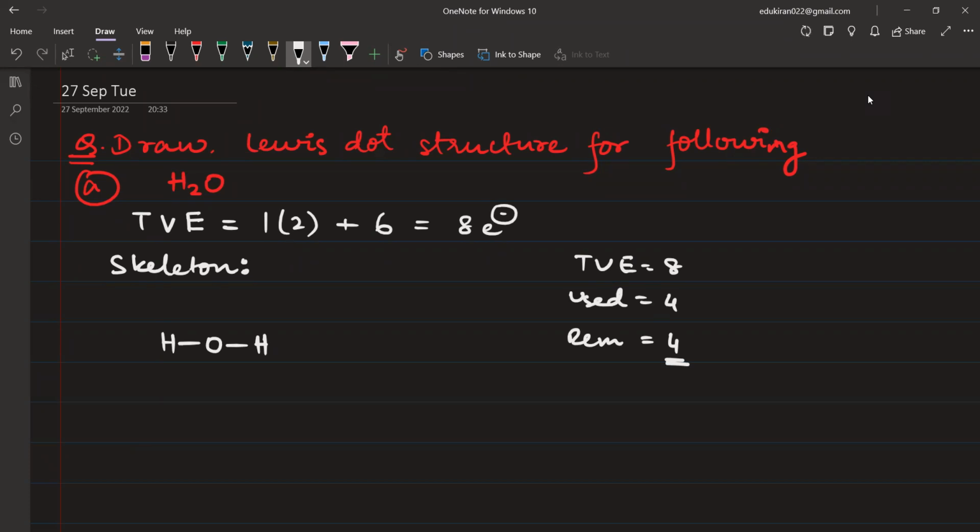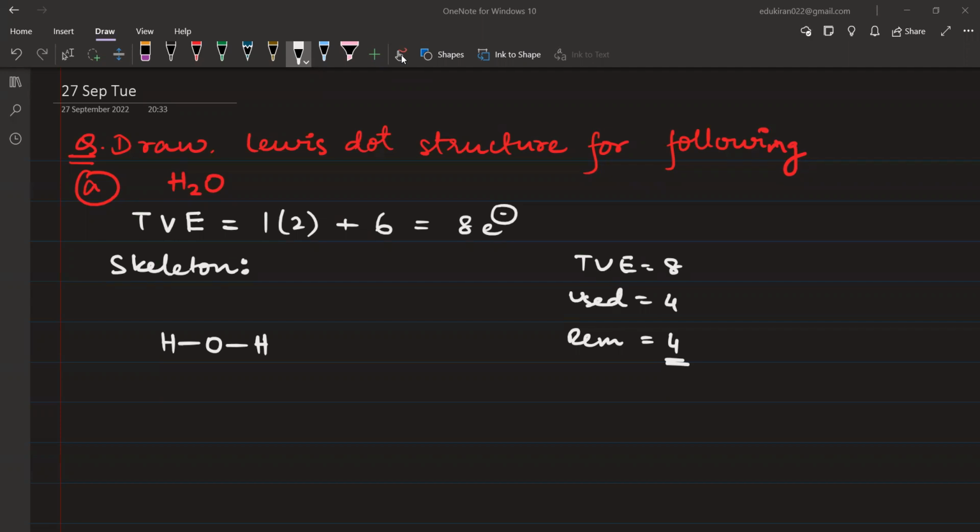Tell me, are the hydrogens happy? That means is the valence shell of hydrogen filled? Or does it need some electron? It is filled, right? It cannot hold more than 2 electrons, and this is the only case for hydrogen.